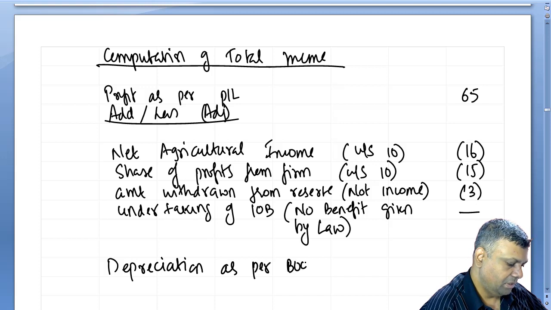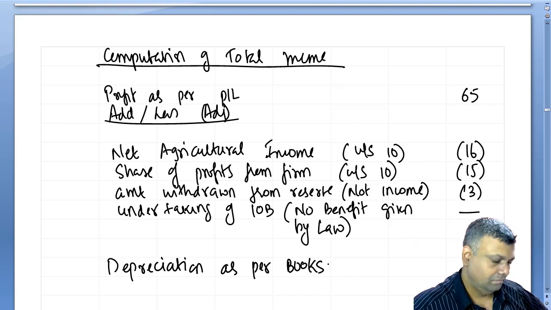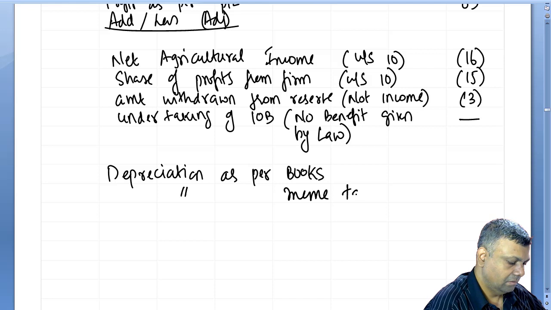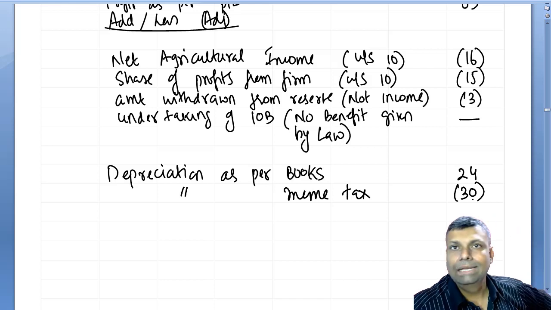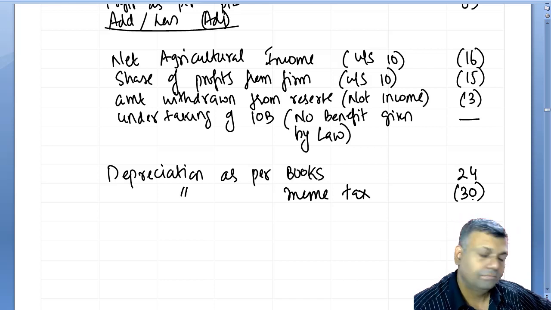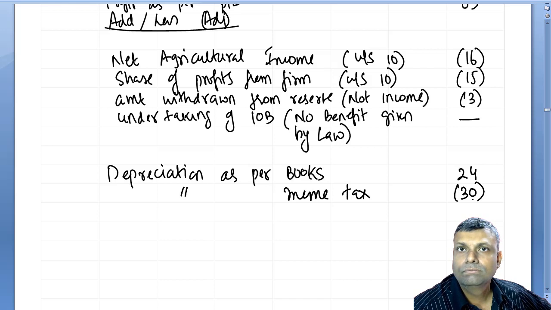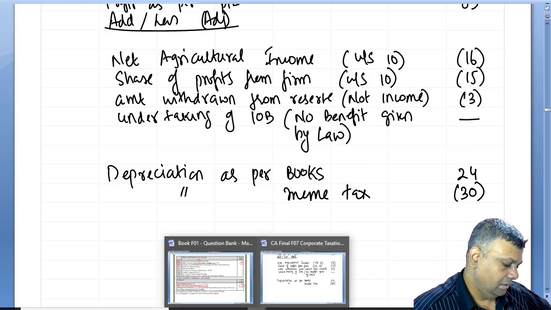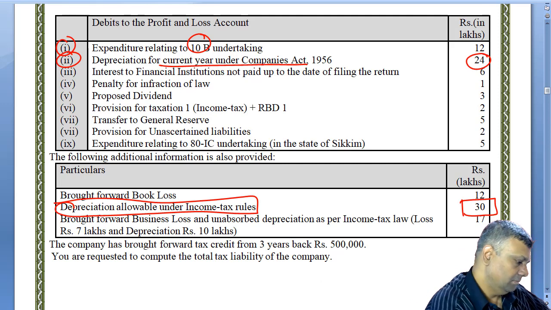Depreciation as per the books. Depreciation as per income tax. Book depreciation add and the income tax depreciation less. Okay, come on, next.